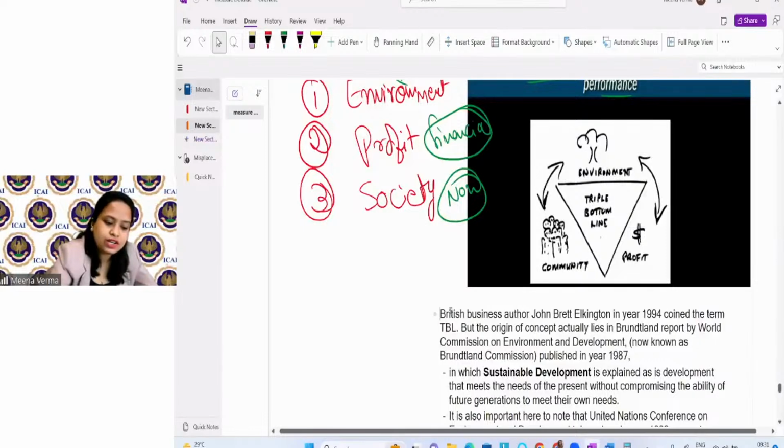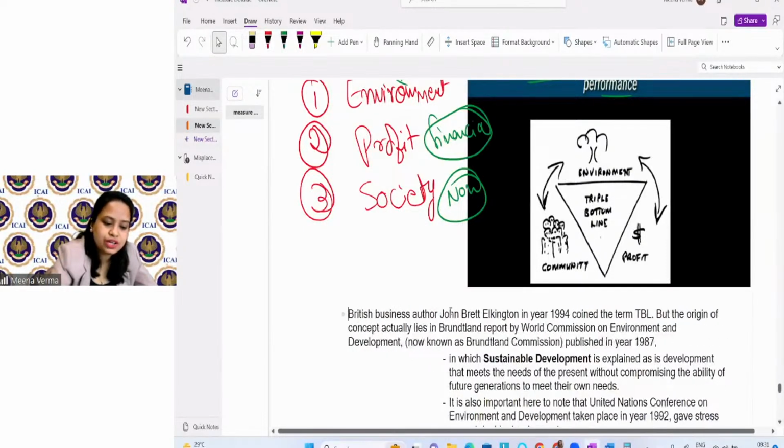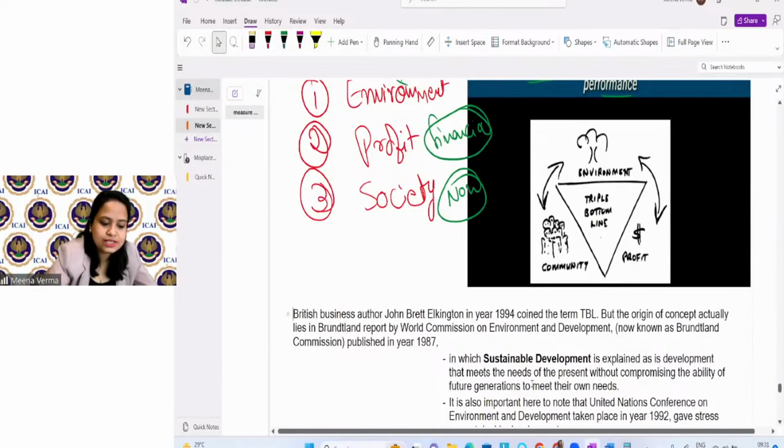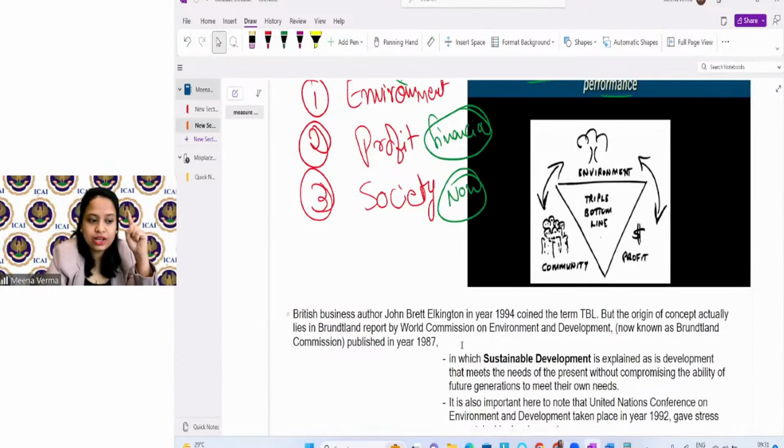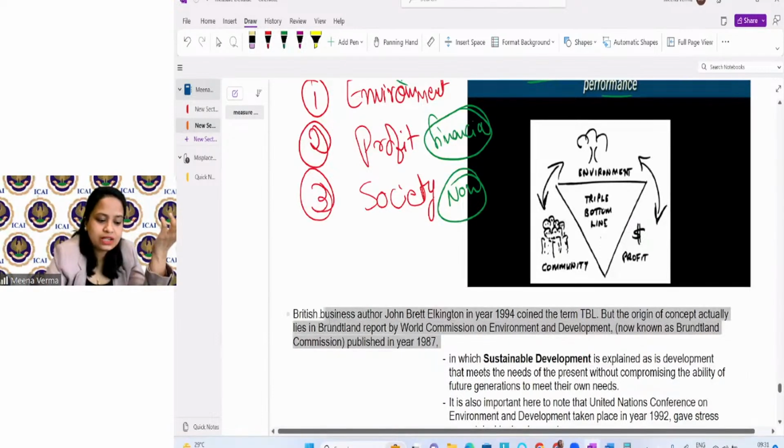So every organization is accountable toward environment, because you can see the organization actually uses resources. Now where are the resources coming from? It is coming from the environment, right? The company or the organization is using raw material. They are using labor. They are using other overheads, right? These are all resources coming from nature. So obviously the company is responsible toward the environment.